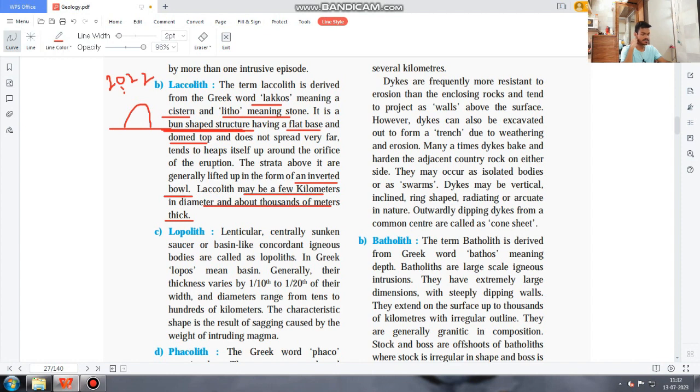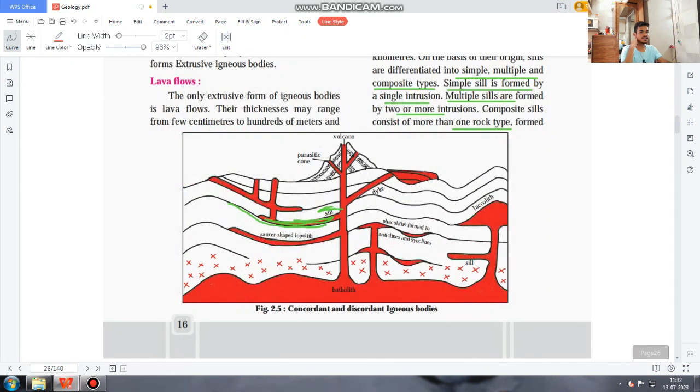Okay, so this had come in 2022. Laccolith, for how many marks? For 3 marks this had come, so 3 marks with the diagram. What diagram do you have to draw? You see, where is the laccolith? Yes, this is the laccolith. You can see over here laccolith.